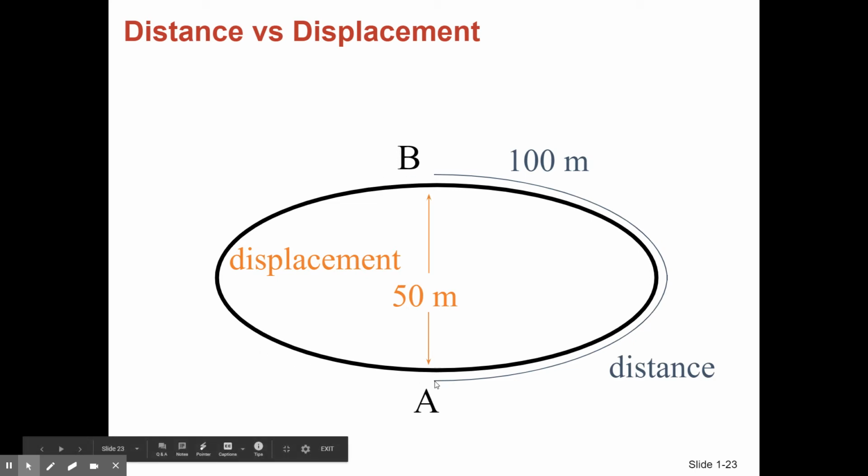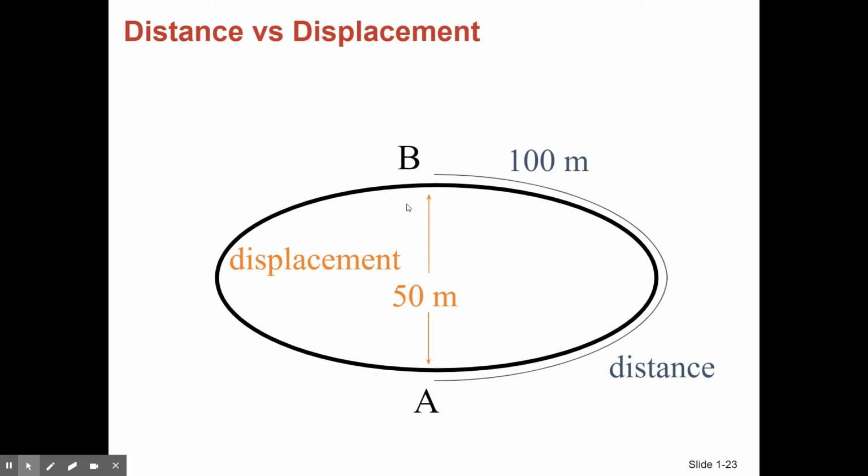Now, what if I went all the way around the track and back to A? So for example, I went on one whole lap. What would be my distance and what would be my displacement? Well, let's think about this. My distance, if this half right here is 100, then this half over here has to be 100. So my total distance here would be 200 meters.